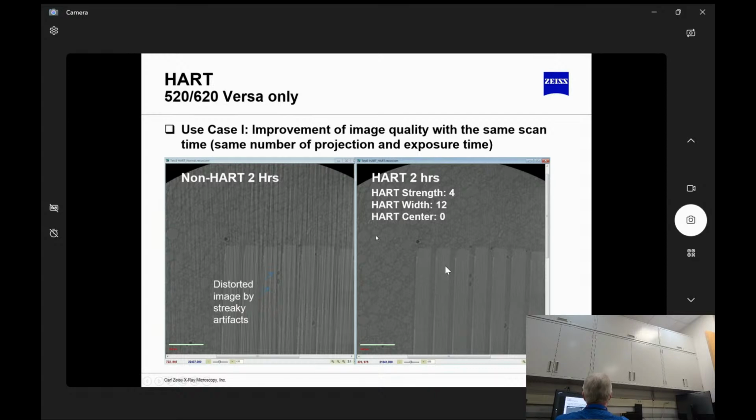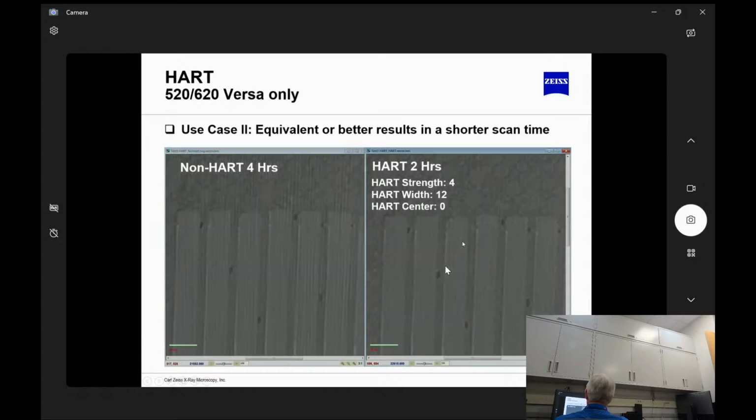Most of the other instruments don't have something like this, just because they go a lot faster than the Zeiss does on normal stuff. But that's okay. There's advantages on the Zeiss that I can't get with my other instruments.